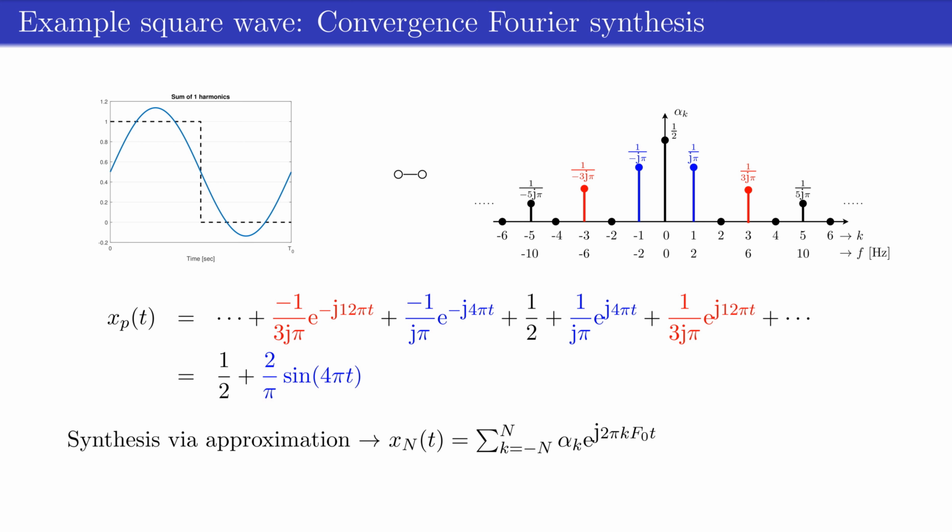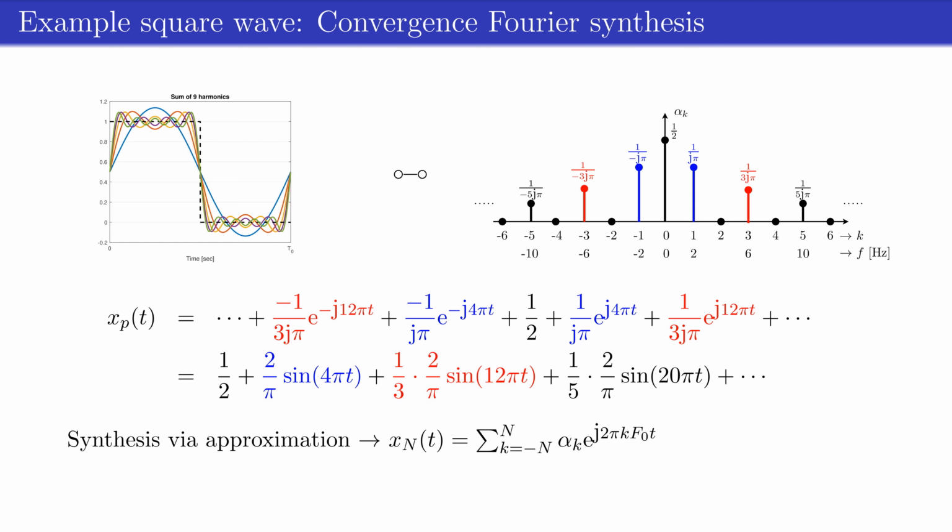If we use the first non-zero terms up to k is plus or minus 3, the approximation is as depicted in the figure. By using more and even more terms, the approximation becomes better and better. However, at the location of the jump discontinuity of the ideal square wave, it can mathematically be shown that the overshoot cannot be reduced to less than 9%. This is the so-called Gibbs phenomenon.